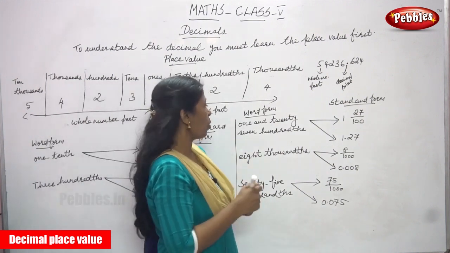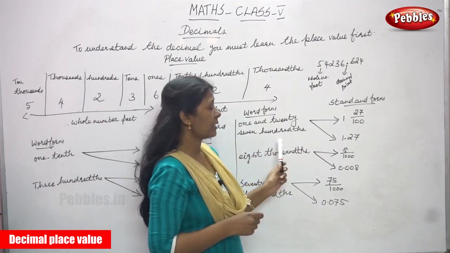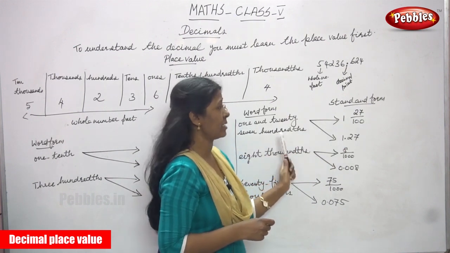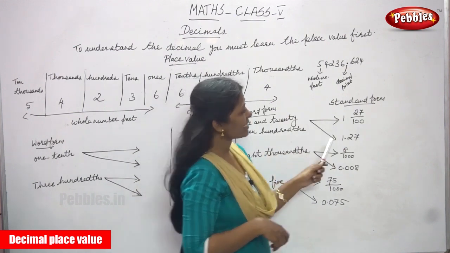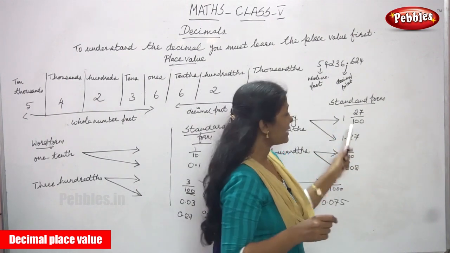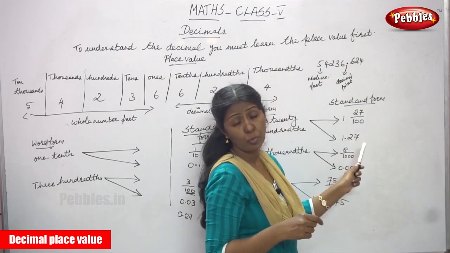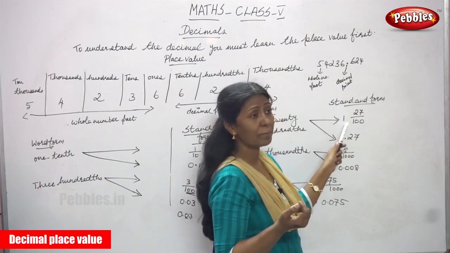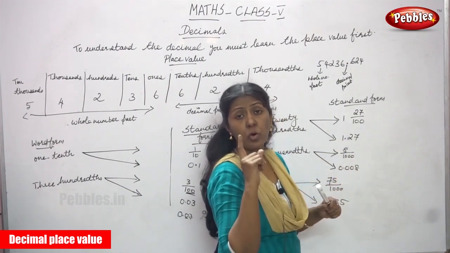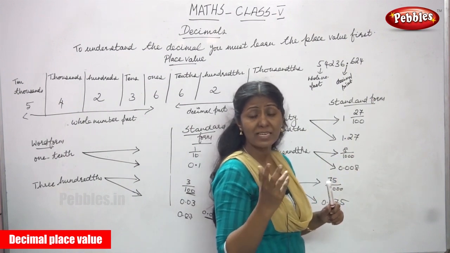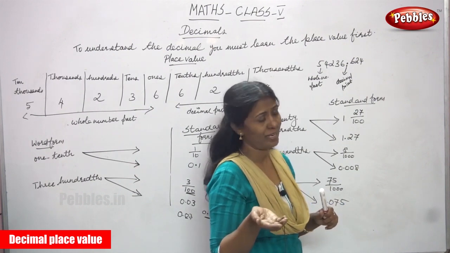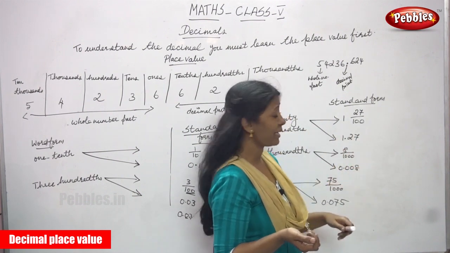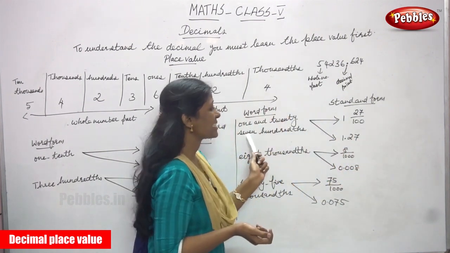The next example is 1 and 27 hundredths. That is 1, and 1 is a whole number, and 27 by 100. 27 hundredths, 27 divided by 100. It is in a fraction form. So overall, what can we call it? It is a mixed fraction. So 1 is a whole number and the remaining is a proper fraction. A mixed fraction is nothing but composed of a whole number and a proper fraction. That is given as 1 and 27 by 100, 1 and 27 hundredths.